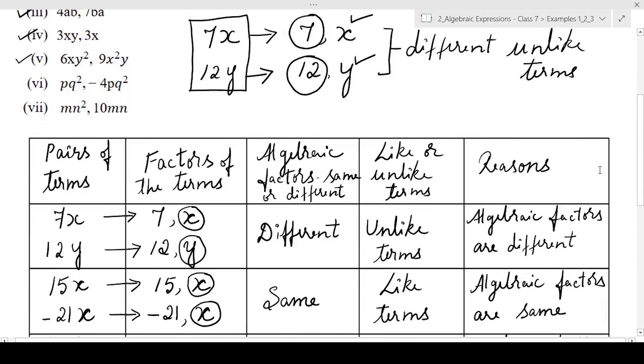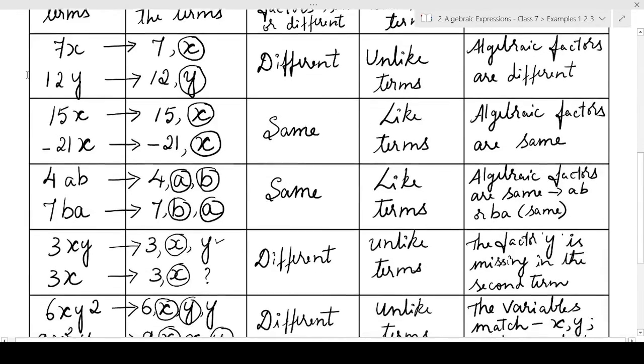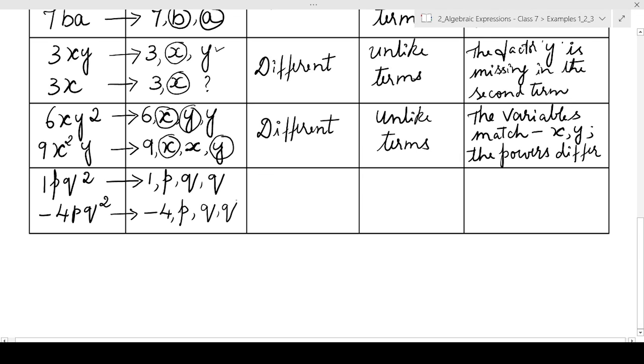Moving ahead, we have the next question, pq square and minus 4pq square. Let me write it over here. pq square and minus 4pq square. Now, if there is no numerical factor, that means it is 1, right? So what are the factors of the first term? You have 1, you have p, and q square is q into q. Q to the power of 2 is q into q. Now in the second term, we have minus 4, p. Q square is what? q into q, right?